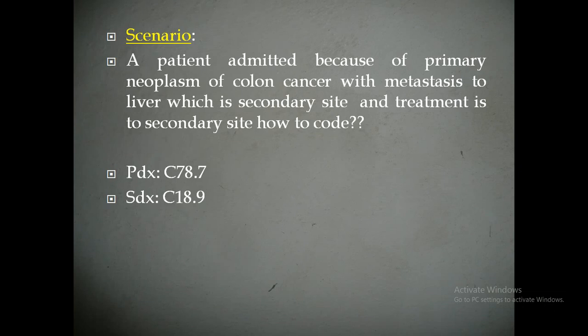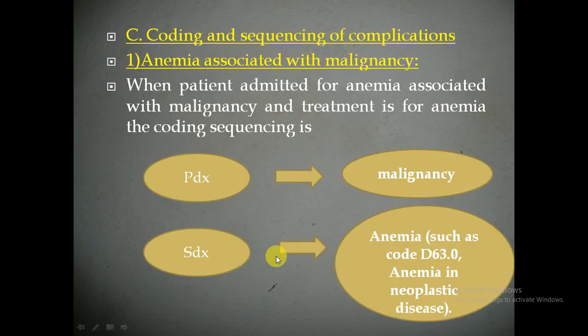So whenever a patient is admitted because of the spreading of the primary neoplasm to the secondary side and the treatment is to the secondary side, in those conditions first the principal diagnosis would be the secondary side, and the secondary diagnosis should be the primary neoplasm of whatever it is. Next we will see the coding and sequencing of the complications. So for the neoplasm conditions, patient will have some complications. How to code those complications with the neoplasm we will see in detail.